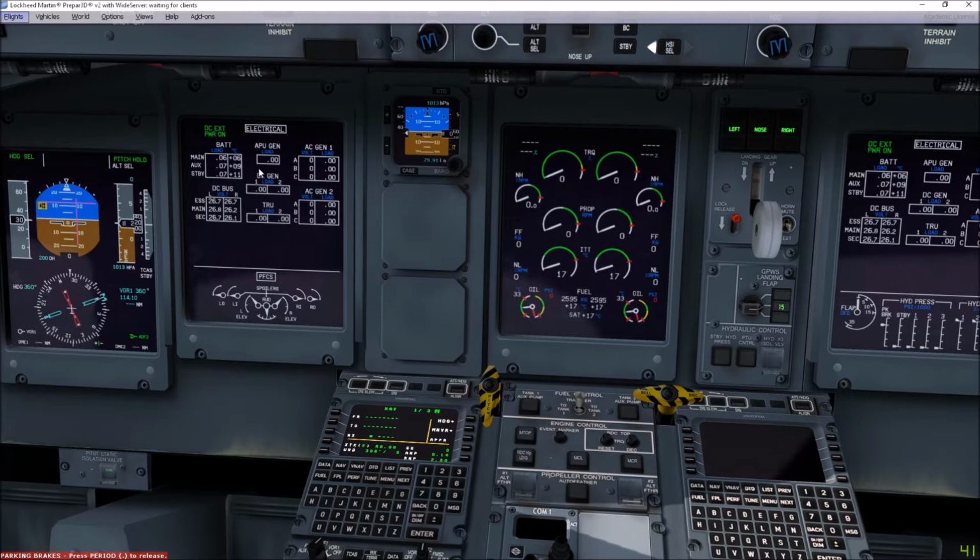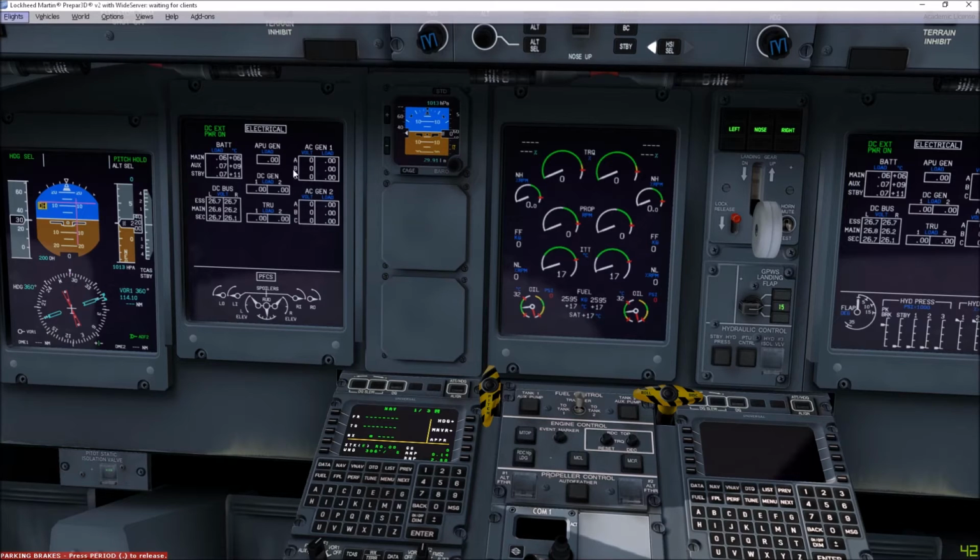In the middle we have the load of the APU generator, which is obviously 0 because the APU isn't online at the moment. We have the loads for the DC engine generators, which also are not online. And we also have the loads for the TRUs, or transformer rectifier units, which transform 115 volt AC electrical power generated by the engine generators into 28 volt DC power, which is then fed to the DC bus bars as a supplement to DC electrical power generation.